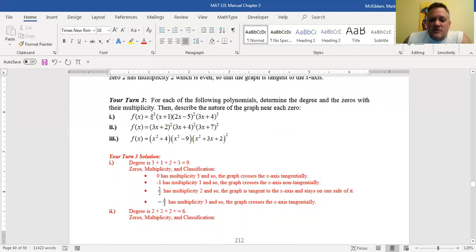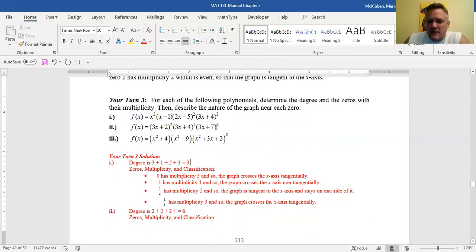So the zeros are 0, -1, 5/2, and -4/3. The multiplicities are the powers of those factors in each case. The two with the odd powers of 3 are tangential to the x-axis and cross through it. This linear factor, it just crosses through. And this quadratic looks like a parabola. So it's tangent to it and stays on one side. That's as simple as that. That's all you have to do.